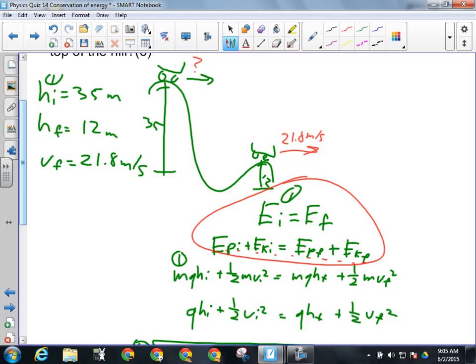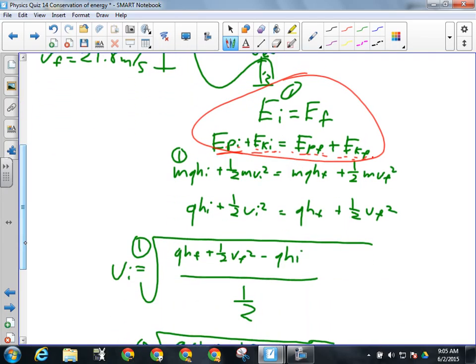I identified that it had potential energy at the top because it's 35 meters off the ground. It has kinetic energy at the top because they asked me to calculate speed and I have to assume it has some, okay? It is off the ground at the end, so it has potential, and it's moving at 21.8, so it has kinetic, okay? So that just helps me to identify if I have them all or if there's any that I can cancel off early. Okay, next mark, plugging in the formulas.